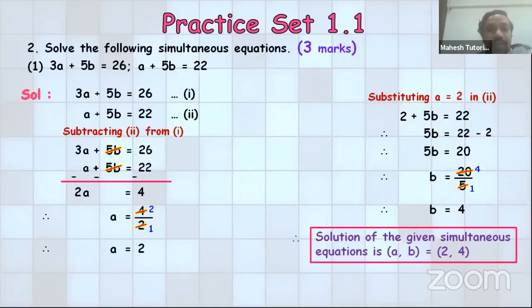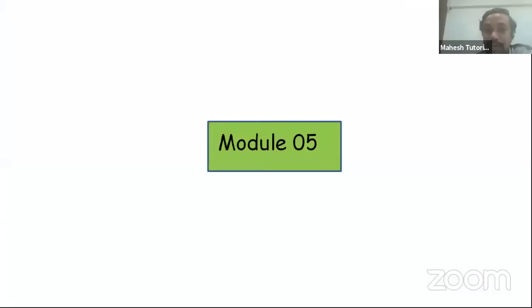Now, this sum was practice set 1.1, main question number 2, the first sum, a sum carrying weightage of 3 marks. All right. See students, so easy it is. So let us move towards the next one. In the next sum, you people are going to help me out. I'll keep on asking questions. Make sure you properly answer.